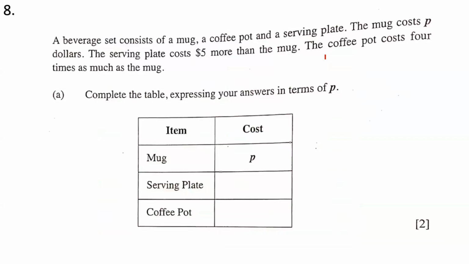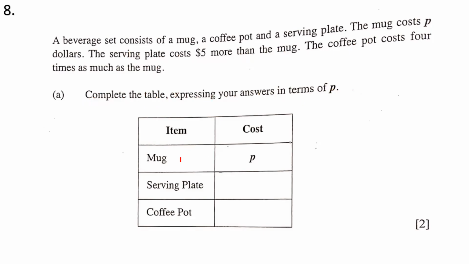Okay, so let's move on to question number 8. Question number 8 says, a beverage set consists of a mug, a coffee pot, and a serving plate. The mug costs $P. The serving plate costs $5 more than the mug. The coffee pot costs 4 times as much as the mug. A, complete the table, expressing your answers in terms of P.